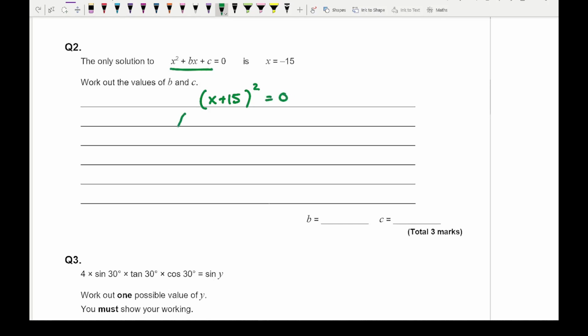So here we've got x plus 15 squared equals 0, and then expanding the brackets I'm going to get x squared plus 30x plus 225, and then it's just a case of comparing the coefficients, in which I get a b value of 30 and a c value of 225.